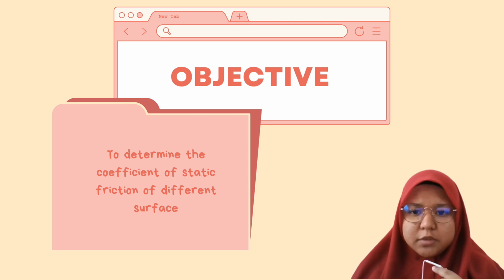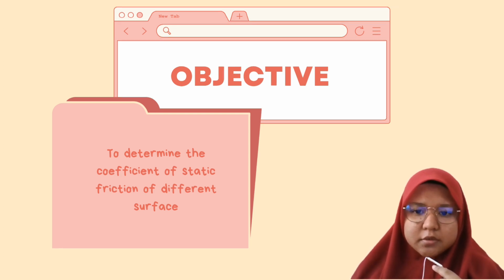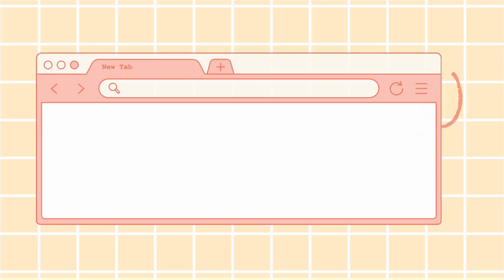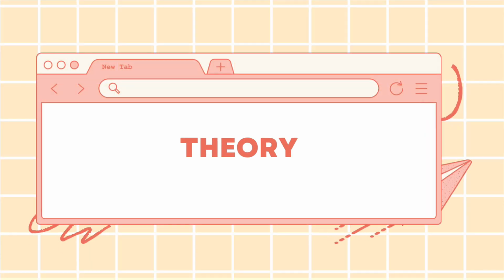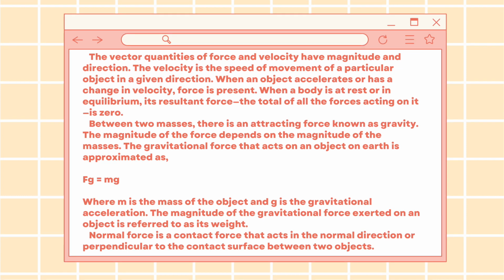Objective is to determine the coefficient of static friction of different surfaces. The vector quantities of force and velocity have magnitude and direction. The velocity is the speed of movement of a particular object in a given direction. When an object accelerates or has a change in velocity, force is present.